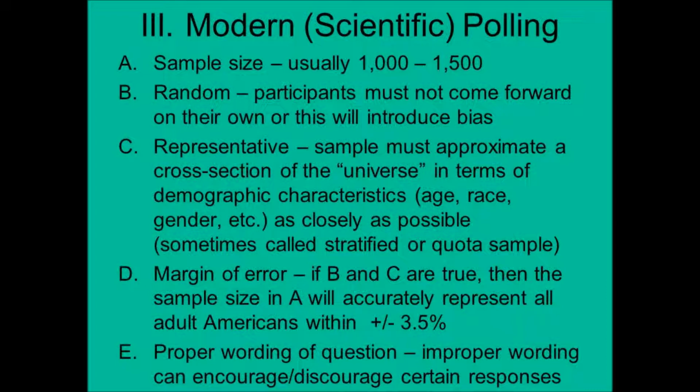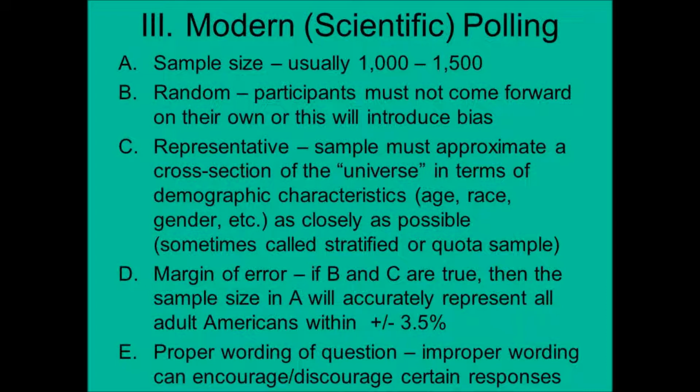D, the margin of error. So if your sample size in A is big enough, and if you've correctly conducted the survey, the poll, I mean, you found your participants randomly, and you found a good cross-section, a good diverse demographic group of people. If you do all that right, then you'll have a low margin of error.